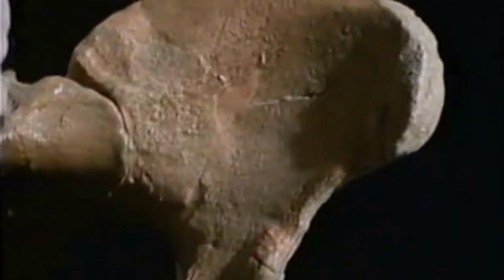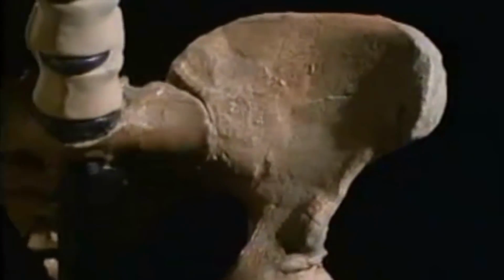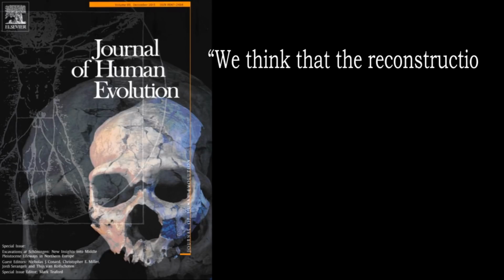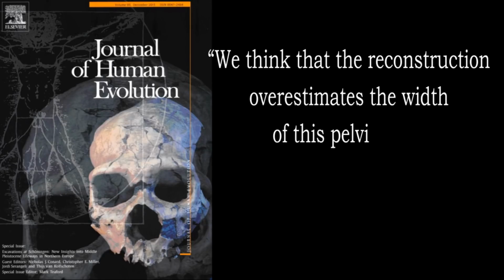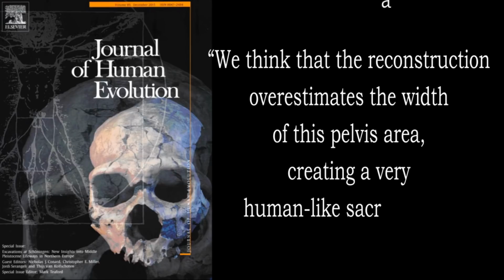After this pelvis reconstruction, they noted, "It was a tricky job, but after taking out the kink of the pelvis, it all fit together perfectly, like a three-dimensional jigsaw puzzle." As a result, the angle of the hip looks nothing like a chimp's, but a lot like ours. Even evolutionists in the famous Human Evolution Journal have problems with this reconstruction, stating, "We think that the reconstruction overestimates the width of this pelvis area, creating a very human-like sacral plane."